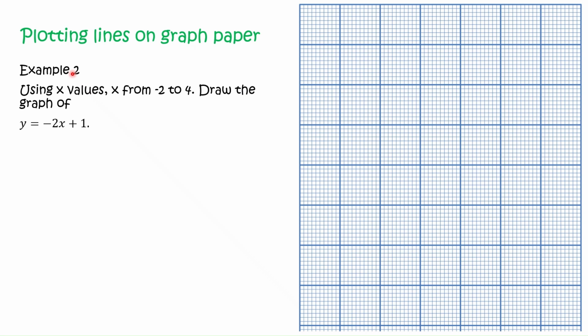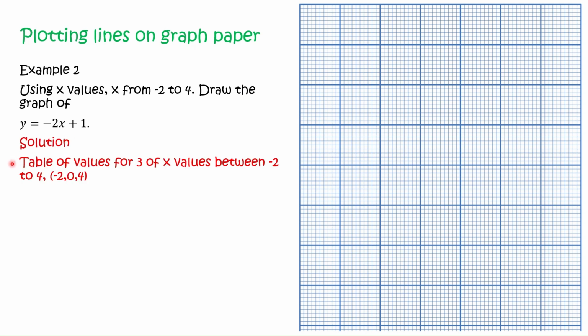Looking at example 2, using x values, x from -2 to 4, draw the graph of y = -2x + 1. And of course, the solution. We would need to identify at least 3 values of x, and the values that are between -2 and 4, because that is what we are given there, the range of values for x. So in our case, we are going to select -2, 0, and 4.